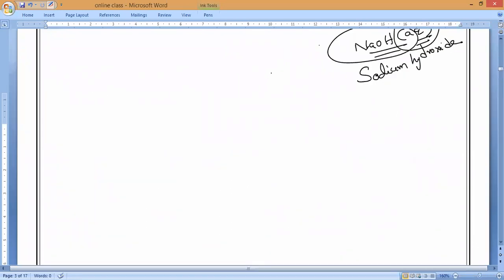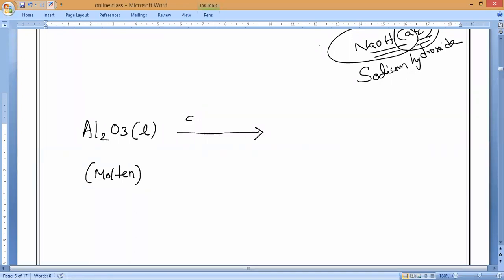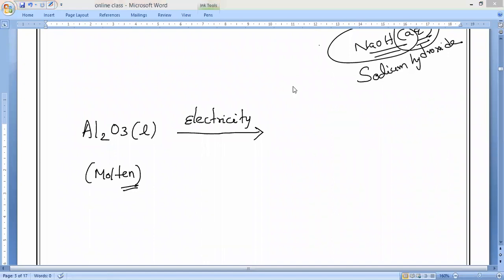Now, one more example: let me take aluminium oxide. Can anybody tell me the formula? Aluminium oxide. It is also in liquid state. Liquid state means what is the state here? Molten state. Understand? We take the molten state, because if it is solid, it is a bad conductor of electricity. They conduct electricity well, as good conductors, only when they are in molten state. Everybody, please respond.